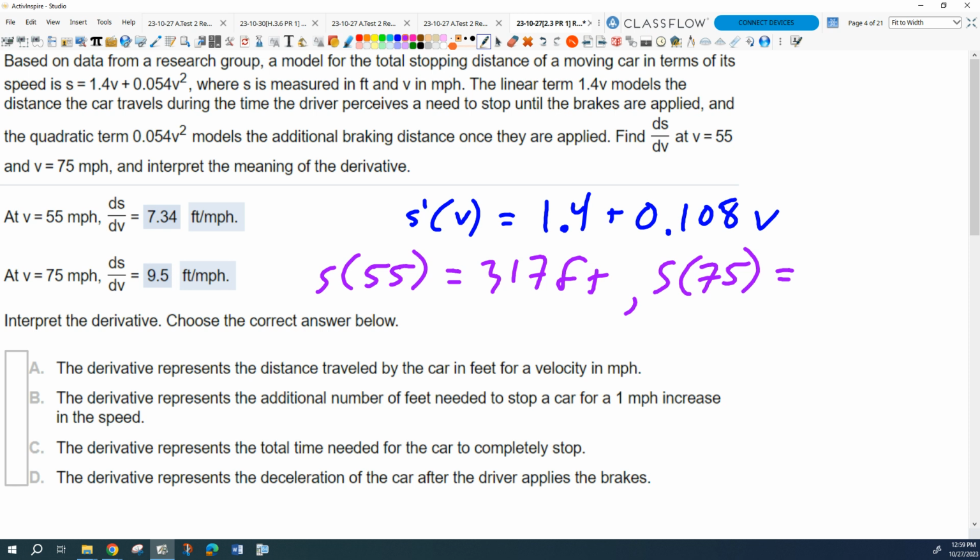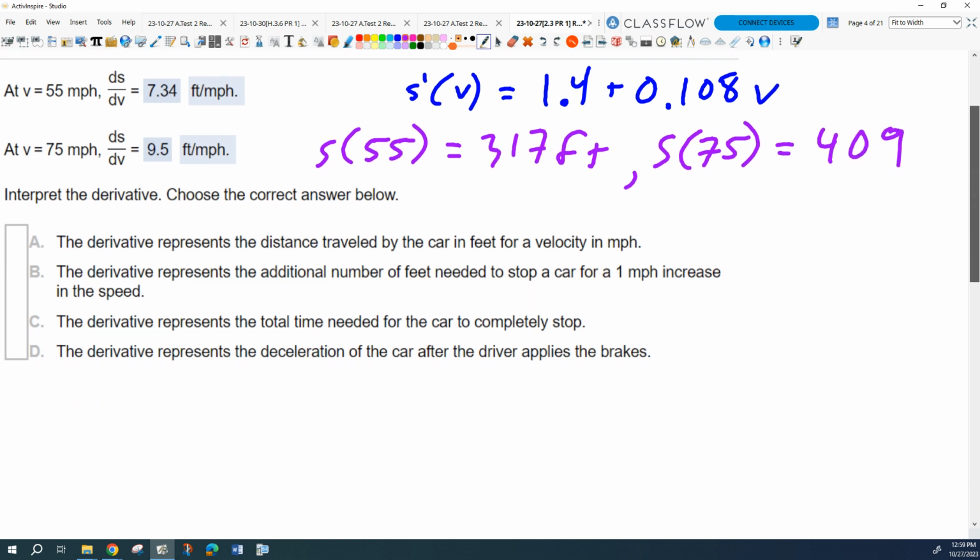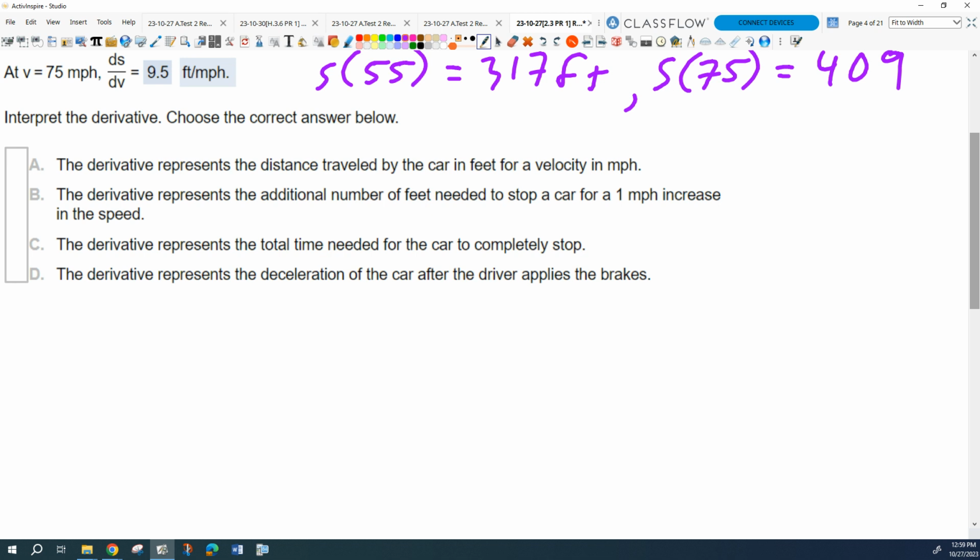Almost there. 408. We'll just round up, call it 409. Okay, so then let's look at these differences here.